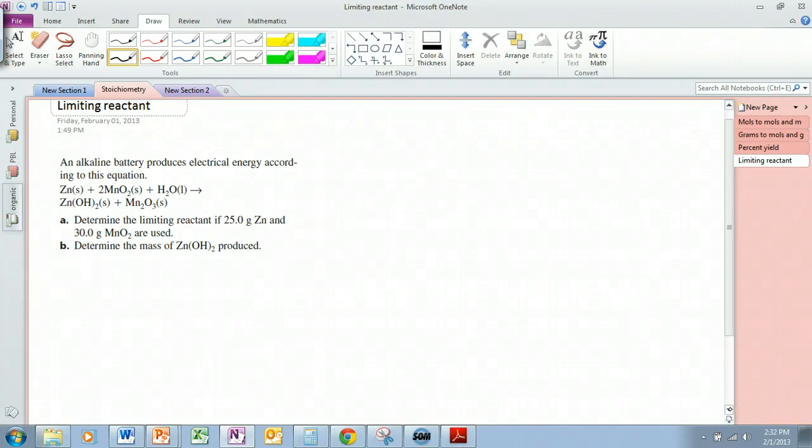So, limiting reactant. And again, it's kind of the question of which one of these is running out first, or which one of these gives me the least amount of product. Because the one that runs out first is the limiting reactant.